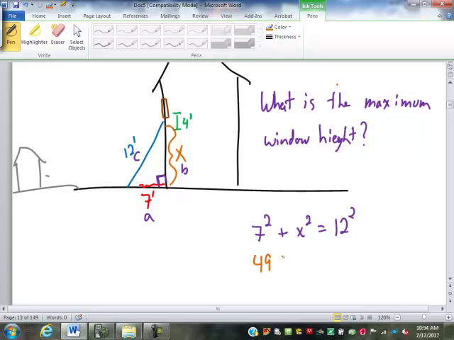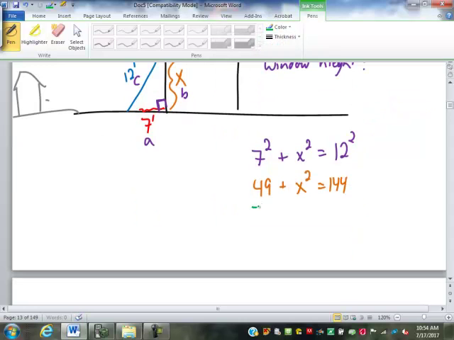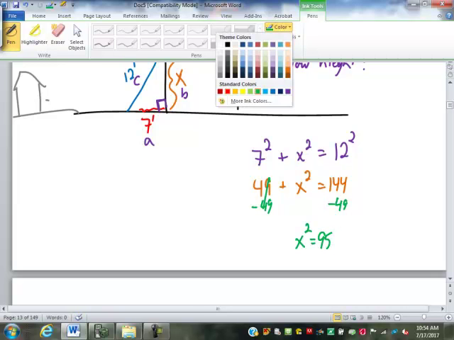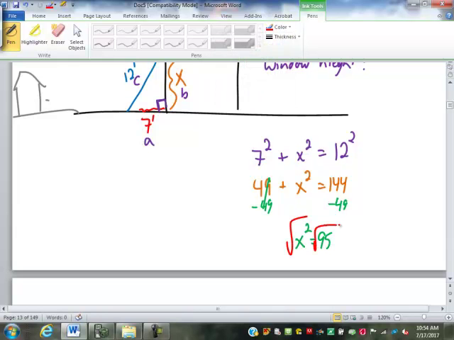So 7 squared is 49, plus X squared equals 12 squared is 144. We subtract the 49. X squared equals 95, and we square root. So x equals 9 point what?